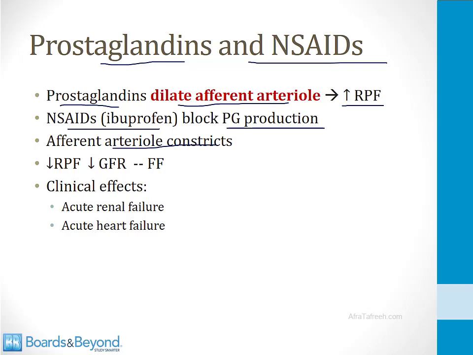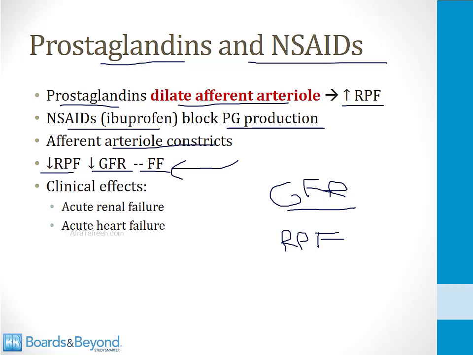So what's going to happen is there's going to be less plasma flowing into the kidneys, so the renal plasma flow will fall. Because less plasma goes into the kidneys, there will be less filtered at the glomeruli and the GFR will fall. The filtration fraction, like I told you earlier, is equal to the GFR divided by the renal plasma flow. And because both of these variables decrease in the setting of NSAIDs, you will see no change in the filtration fraction. And they like you to know these effects for your boards.